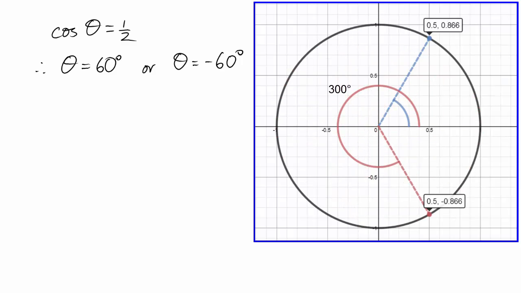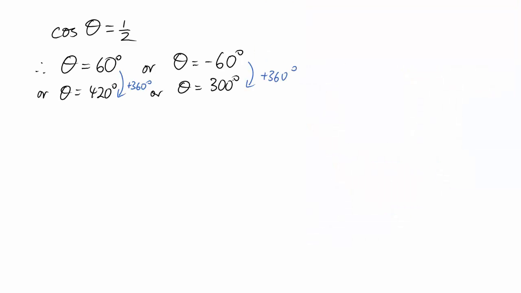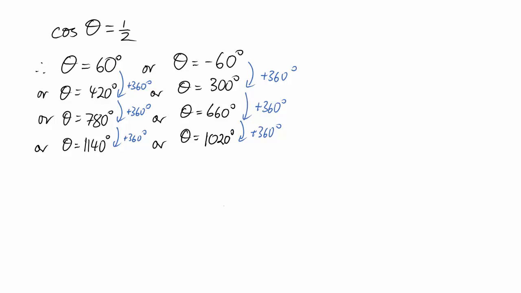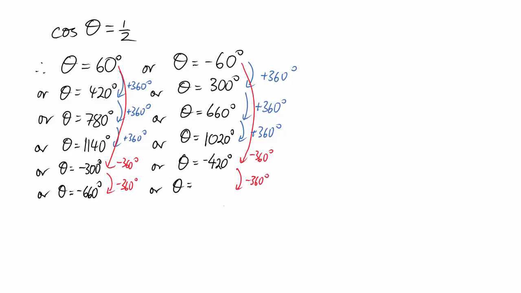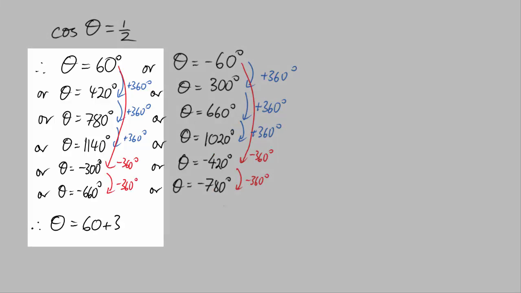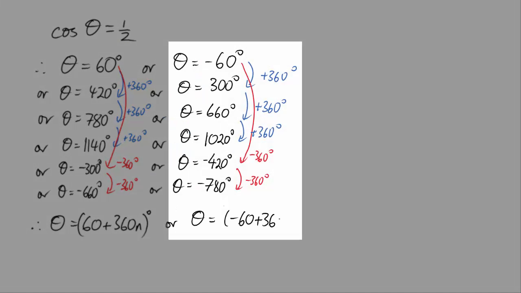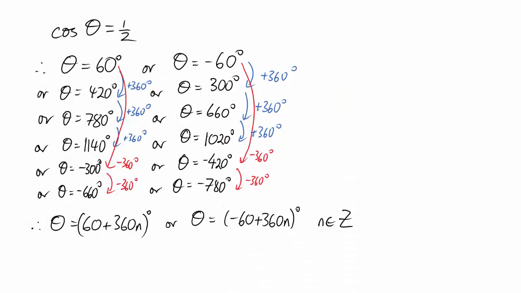Once you have these two basic solutions inside a unit circle, you can just add or subtract 360 degrees to get more solutions. The general solution is going to be theta equals 60 plus 360n and theta equals minus 60 plus 360n. And in fact, you could write it just as theta equals plus minus 60 plus 360n.